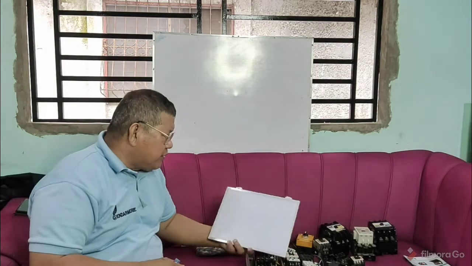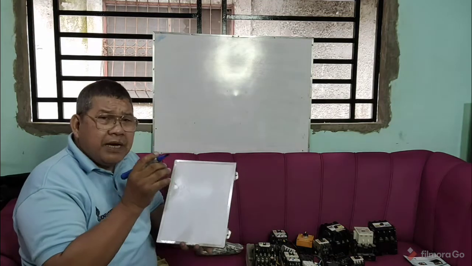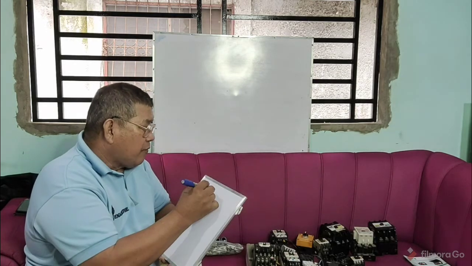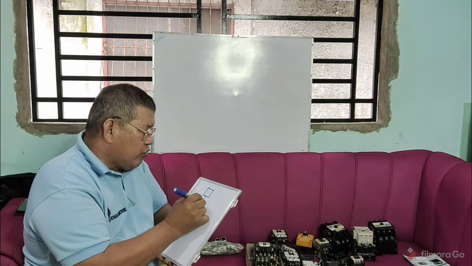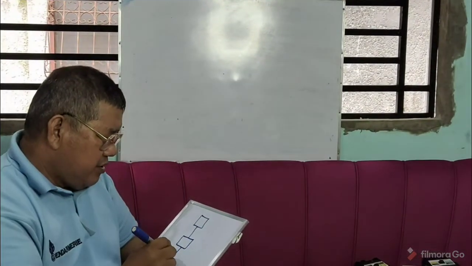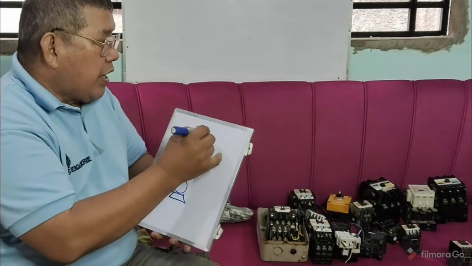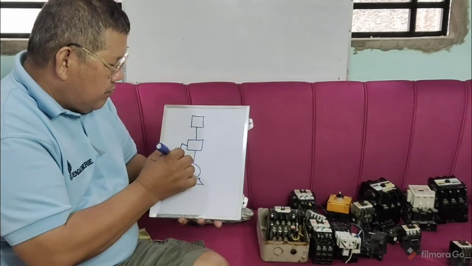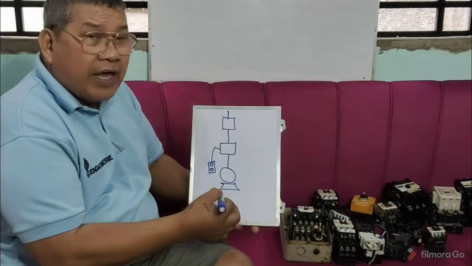Now, I will give you some diagrams here. You know, the magnetic starter is only one part of the system. So first, this is the illustration. Now, I will try to illustrate this. So first, this is the single line diagram.